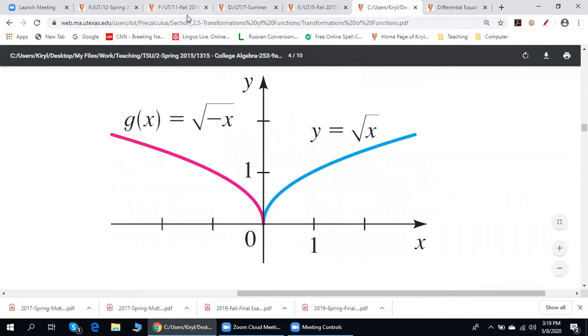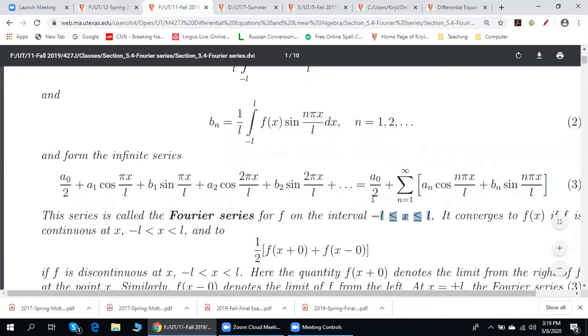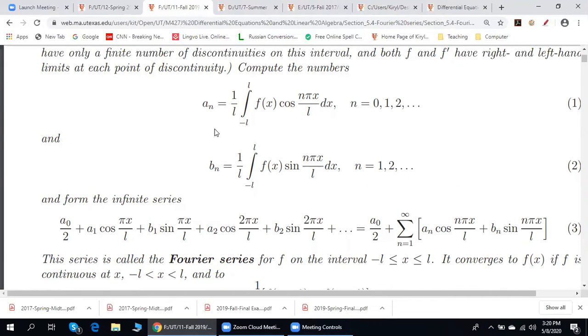Here is what we do next. Remember, we want to write our function as an infinite series of sines only. But here we have both sines and cosines. It is easy to fix this problem. Note that cosines disappear if all a's are equal to 0.